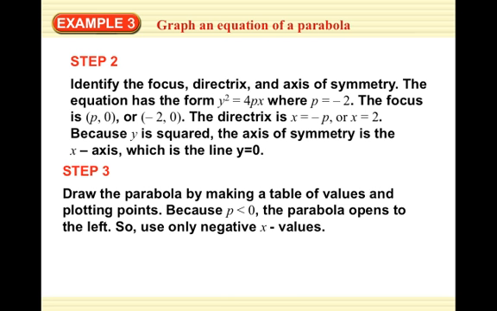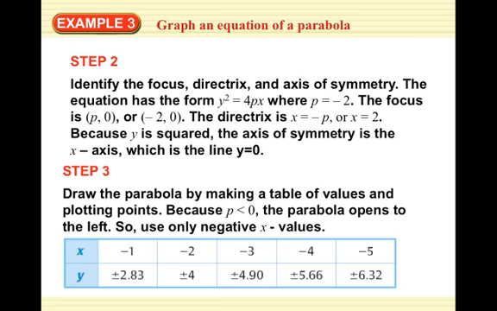So we're going to use negative x values. If p were greater than 0, it would open to the right for a horizontal parabola, and so we would use positive x values. And when it opens up or down, you are going to be able to use negative and positive. Okay, so we're going to use some negative x values.